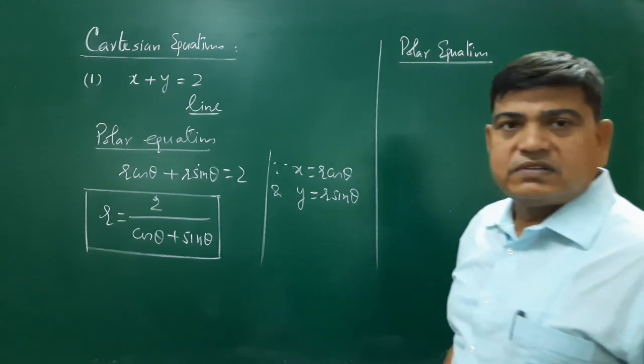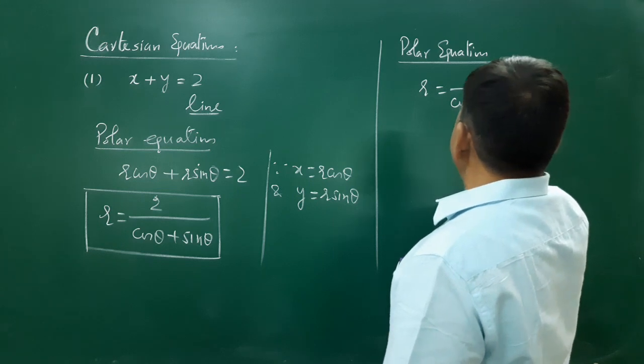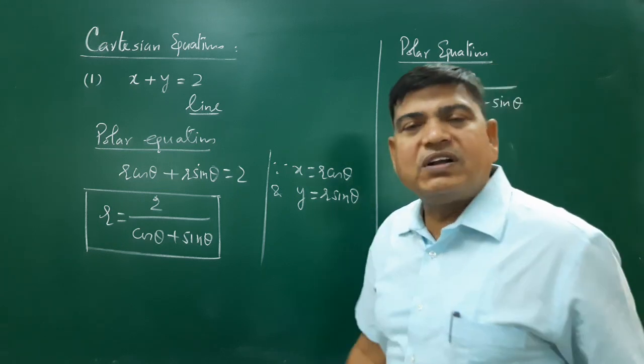Polar equation. Suppose I write r is 2 upon cos theta plus sin theta. I don't know what it represents.